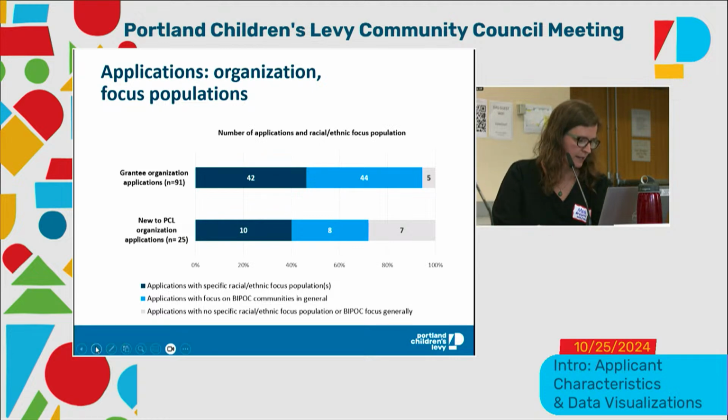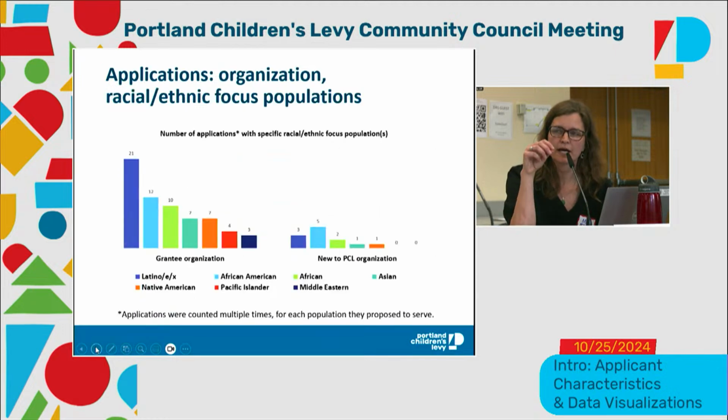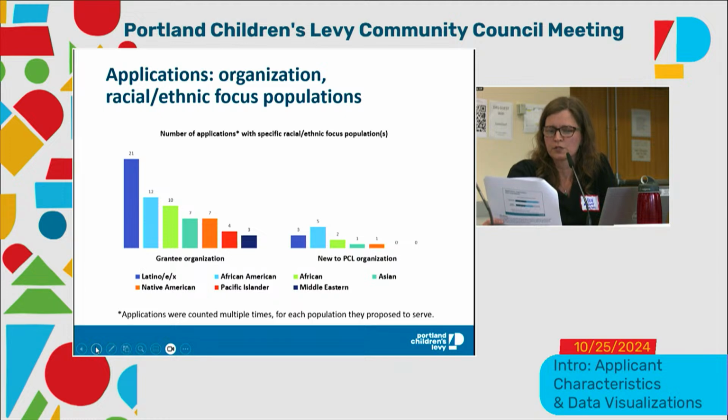The next slide is diving deeper into the dark blue bar from the previous slide. So this graph looks more closely at the number of applications that proposed to serve one or more specific racial and ethnic populations. This slide examines details behind that dark blue bar from the previous slide.